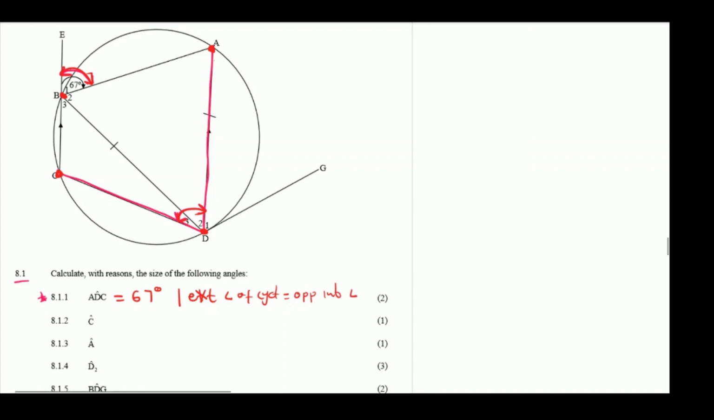Fine. Now 8.1.2, we are asked to calculate the angle C, right? So let me clear this. So C, as you can see, is just this angle here. So for us to find this angle, we already know this angle here being equal to 67 degrees, right? And we want to find angle C, right? So for us to find angle C, we need to add it with this angle.